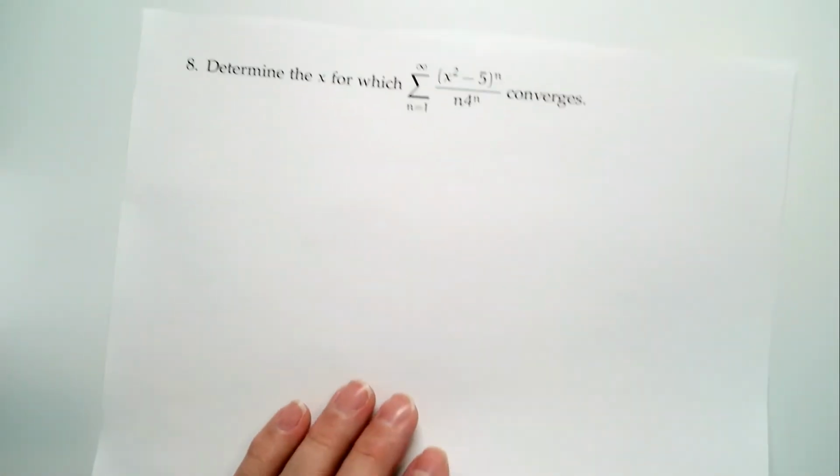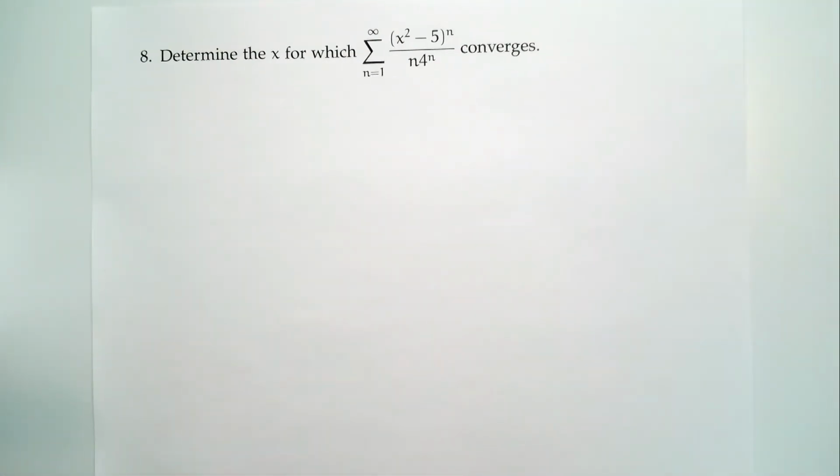Number 8. Determine the x for which the sum from 1 to infinity of (x squared minus 5) to the n, divided by n times 4 to the n, converges. Okay, it's a curious looking sum, and well, we'll work on it. We'll see where we end up.